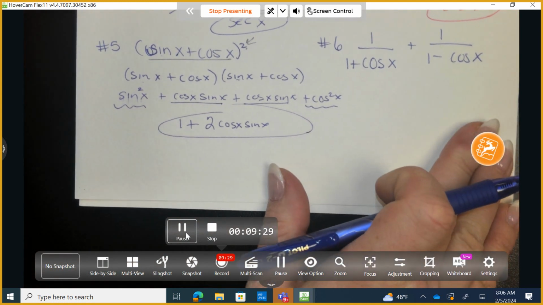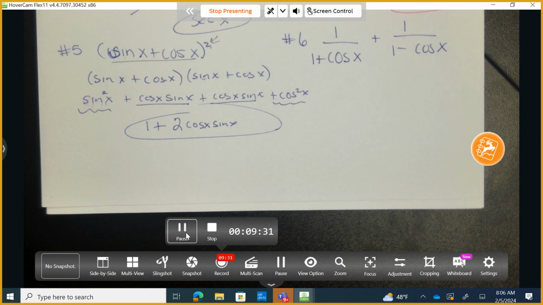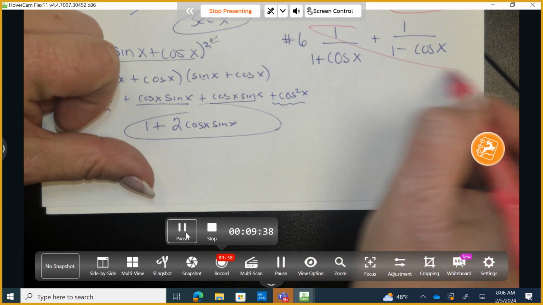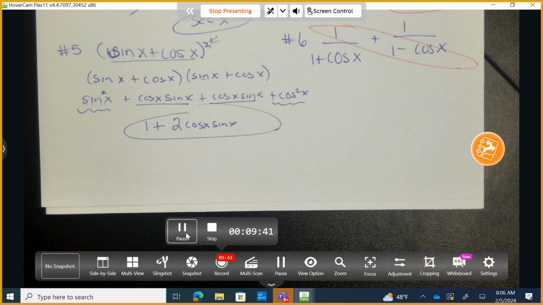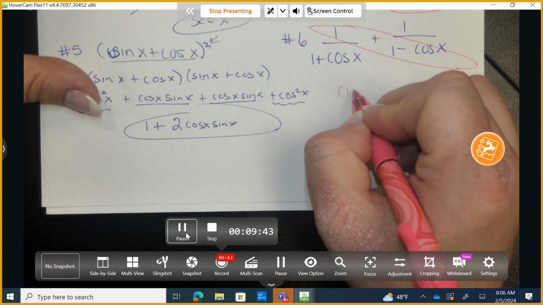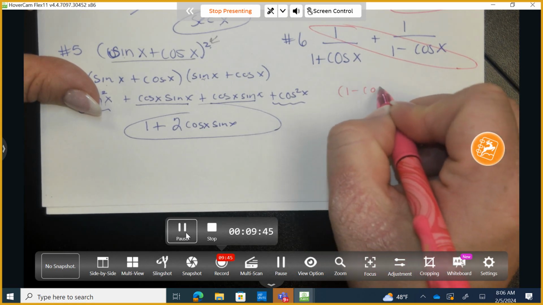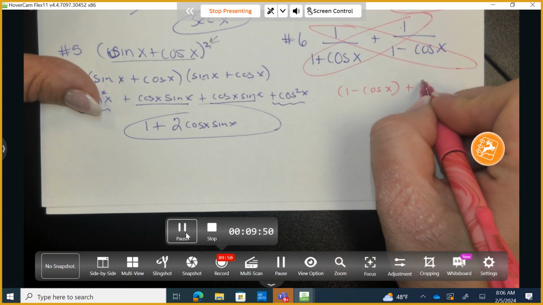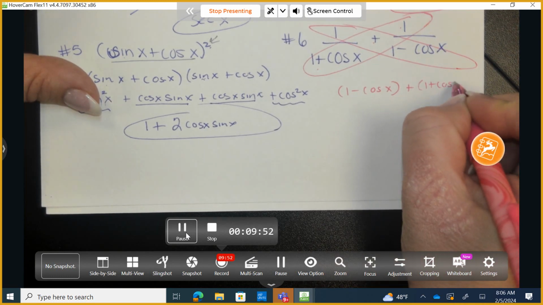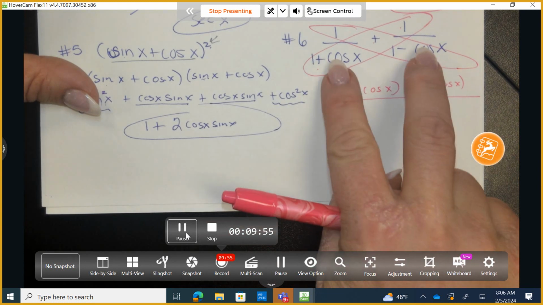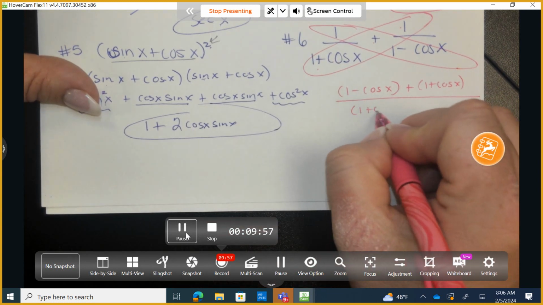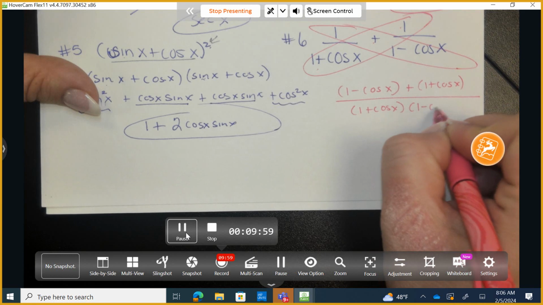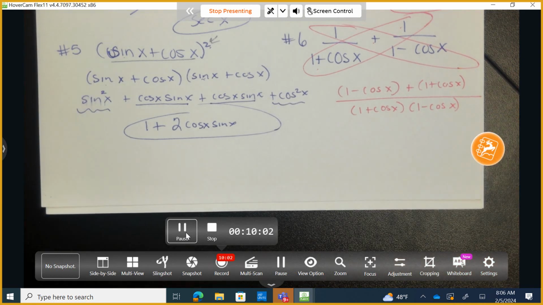Let's look at number 6. Number 6, unfortunately, although it looks similar, I do not have a common denominator. And so I'm going to use the butterfly method. As a reminder, I'm taking 1 times 1 minus cosine of x. So 1 times this is simply 1 minus the cosine of x. And then I'm adding it to 1 times 1 plus the cosine of x. On the bottom, I'm going to multiply the denominator. So 1 plus cosine of x and 1 minus the cosine of x.